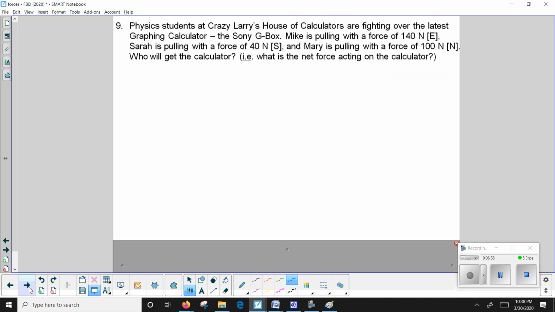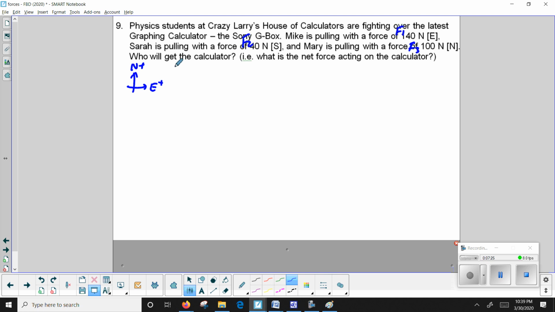Okay, so here we've got another question. Now this question, we've got a bunch of people fighting over some calculator. So they're all pulling, so these are all applied forces. So what I'm going to do is number them. This is my first force, this is my second, this is my third force over here. And that's what we have here. We've got east, north, south. So we're going to be going north positive and east positive for my forces.